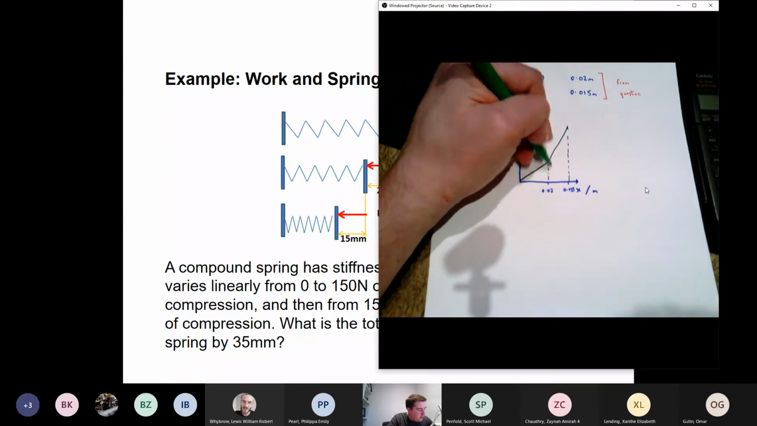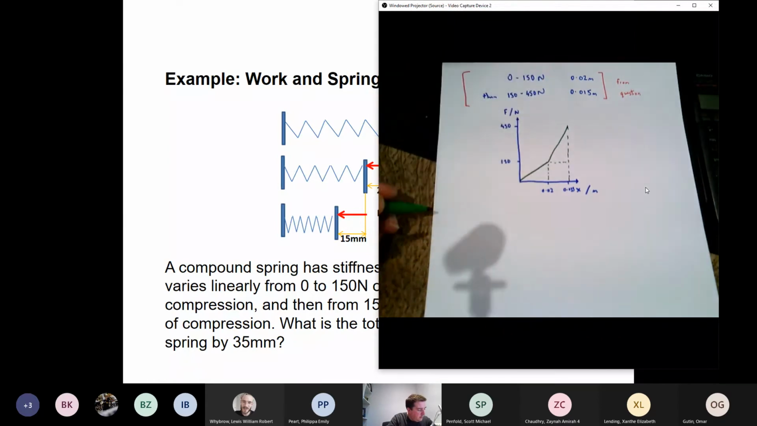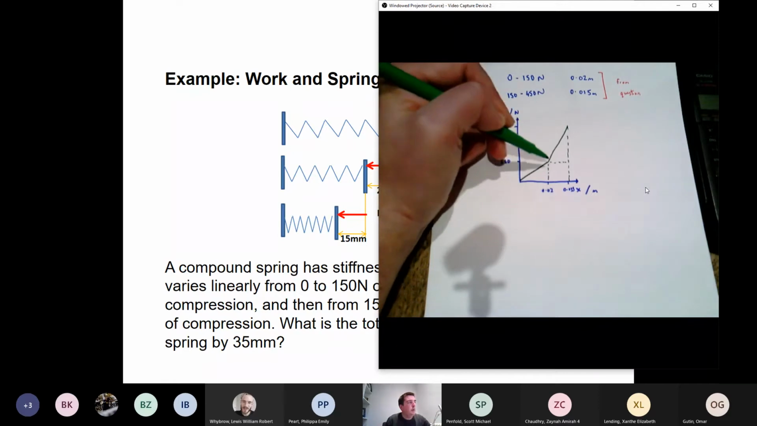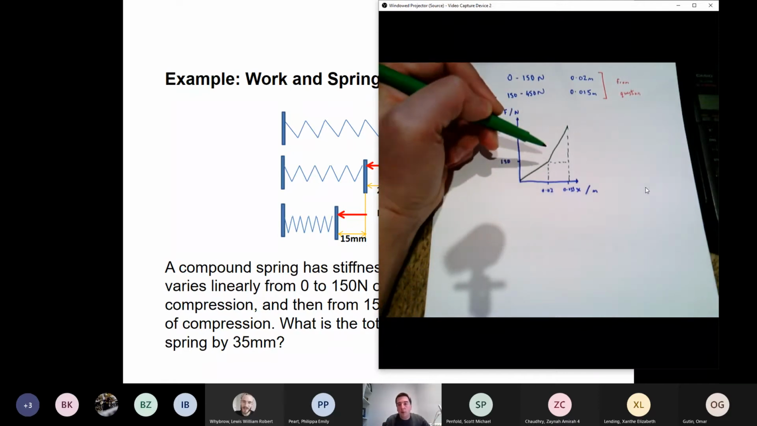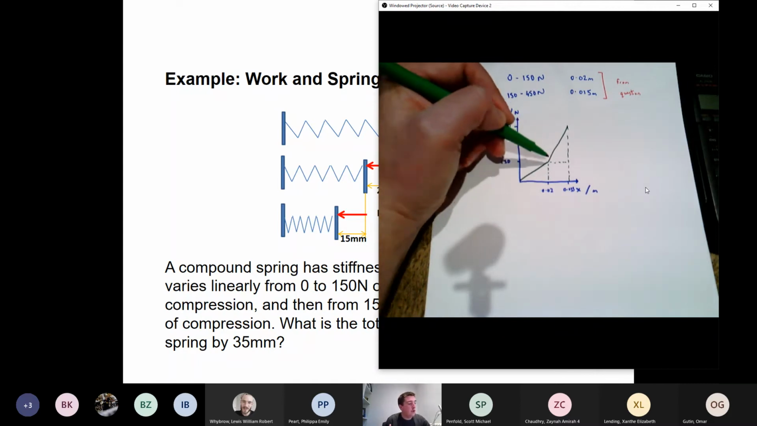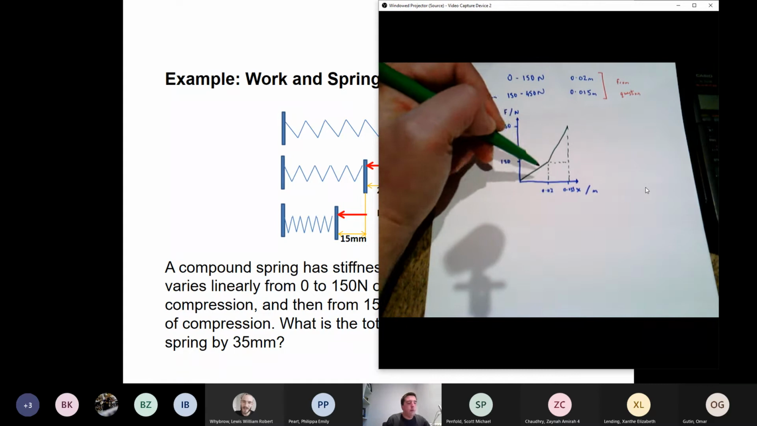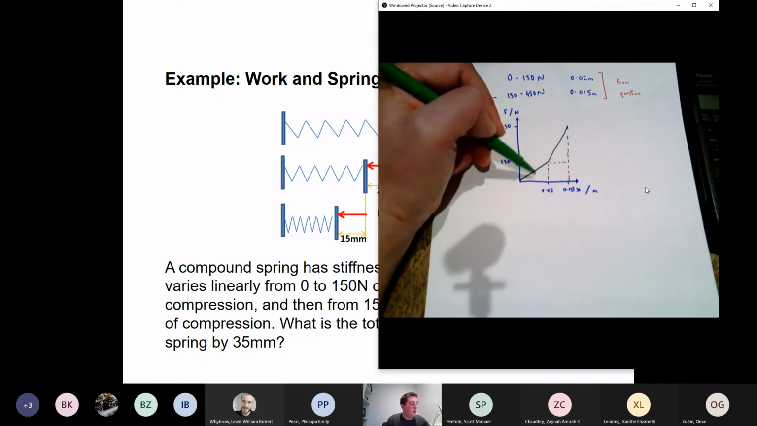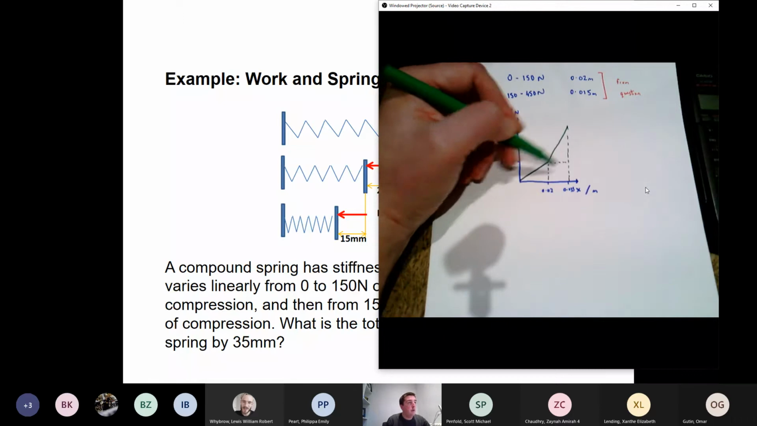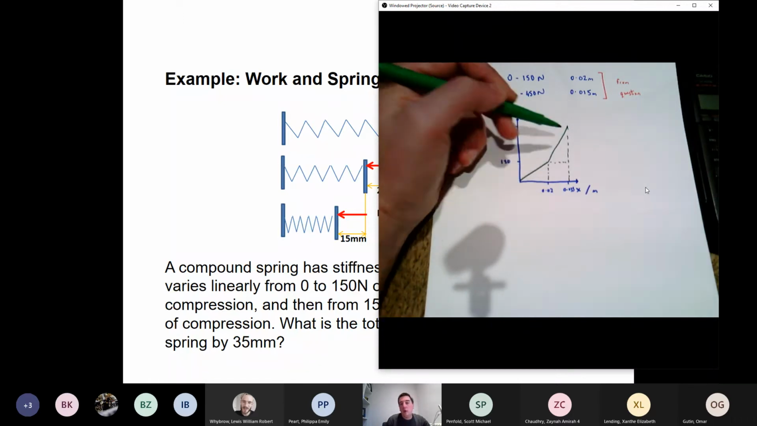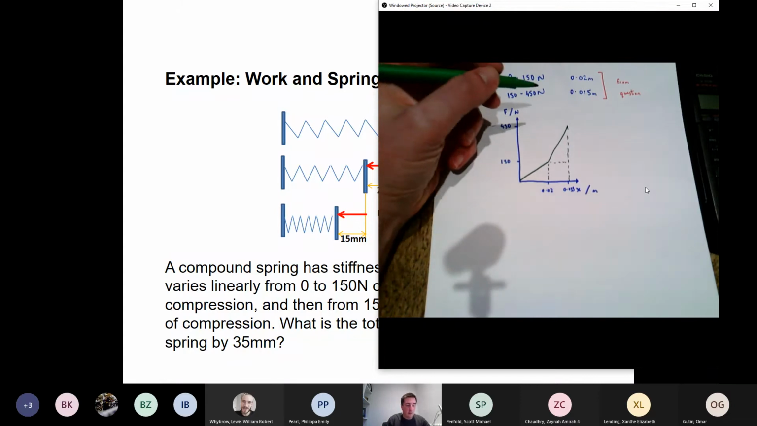Not quite perfectly drawn. But because there's a change in slope after 20 millimeters, this compound spring is getting stiffer just after halfway through the motion. That means it's not immediately obvious how I'm going to calculate the area under this graph. But if I break things up into triangles and rectangles, it gets a lot easier.